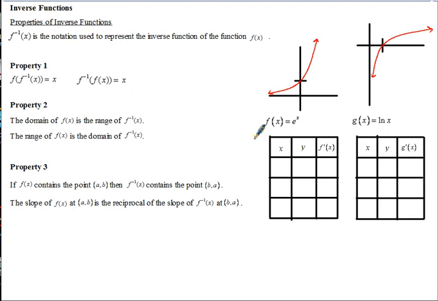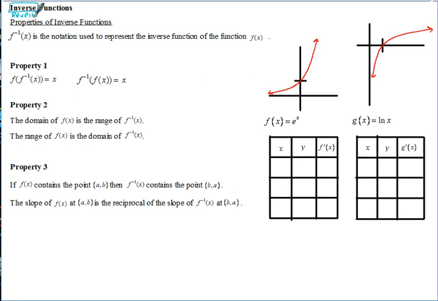These are the notes for AP Calculus on the topic of inverse functions. So first we'll review some pre-calculus properties of inverse functions, and then we'll see how calculus relates to inverse functions.